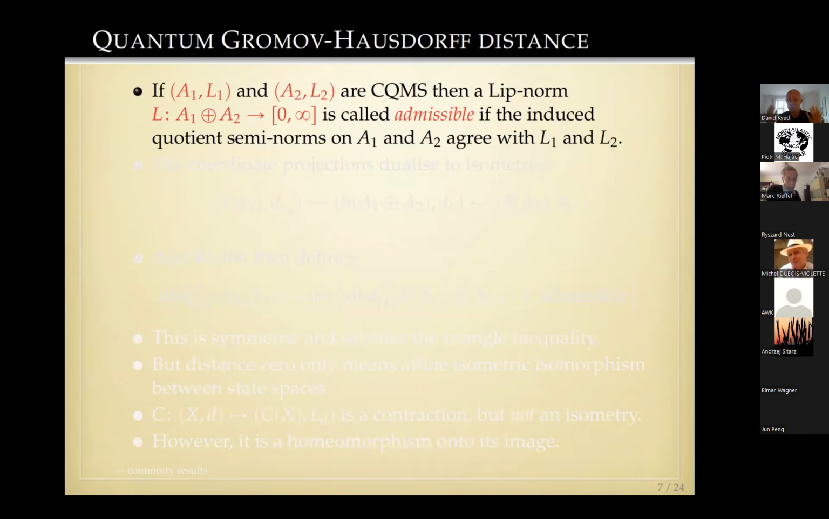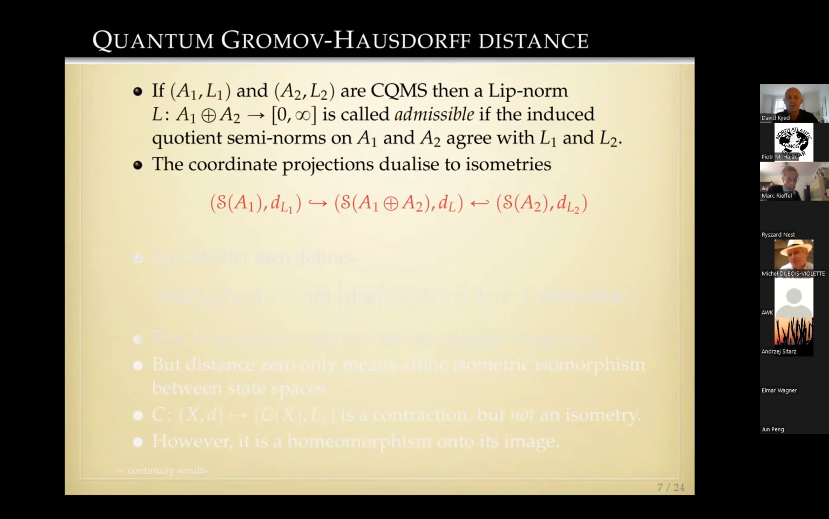So we need to look at non-commutative metrics, aka Lip-norms, L on the direct sum, and then we need to mimic this fact that the metric restricts to the two metrics on the original spaces. And this is done by saying that the quotient semi-norm I get from L by modding out A2 should be L1. And the quotient semi-norm that I get on A2 by modding out A1 should be L2. And the reason why this works well is because from that, if you dualize things, you get isometric embeddings of the corresponding state spaces.